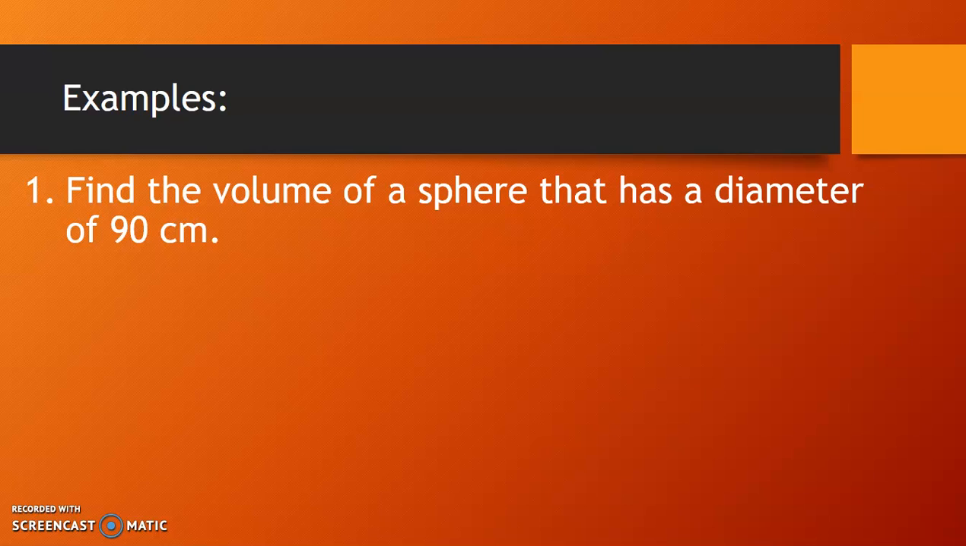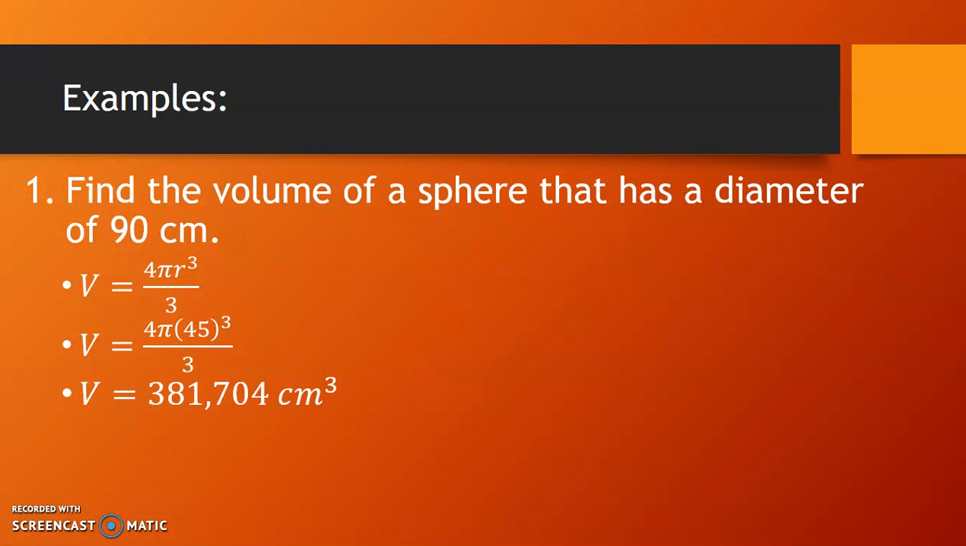Find the volume of a sphere that has a diameter of 90 centimeters. So 4 pi radius to the third power over 3. Since we have diameter, we'll have to put in 45 for the radius because you want to cut that in half. Now for this one, you could do 4 times pi times 45 to the third power, do that first and then divide by 3. It might make that a little easier instead of trying to use a fraction at all. So this comes out to be 381,704 centimeters to the third power.